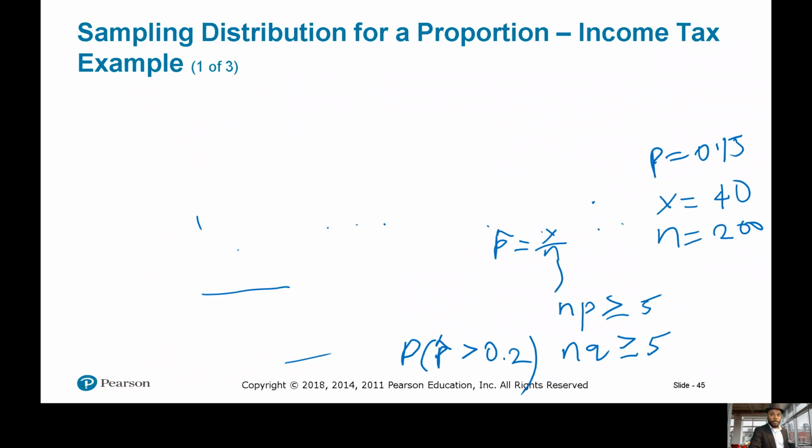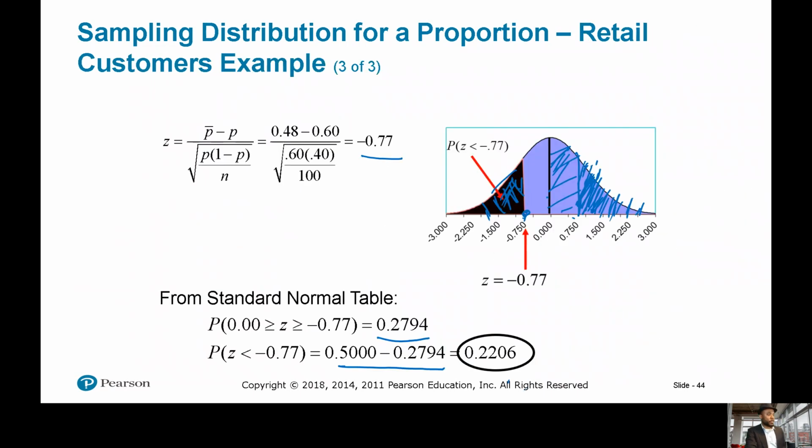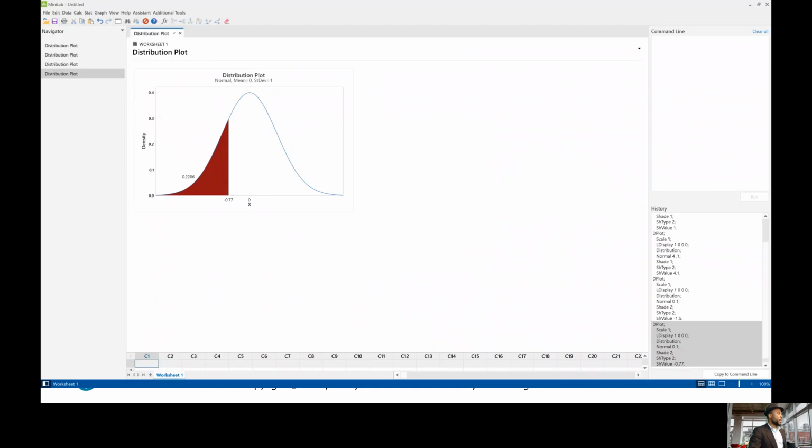So we got 0.2206, which is exactly what we have gotten using Minitab. So with this, you should now have a good understanding of how to use Minitab to tackle the problems in this chapter on sampling distribution.